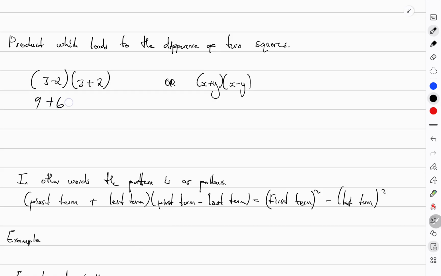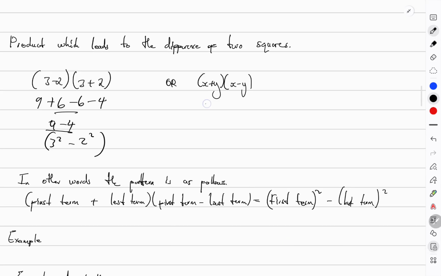Negative 2 times 3 giving us a negative 6. What is negative 2 times 2? Negative 2 times 2 giving us a negative 4. These two, they will cancel each other, meaning I'm going to have 9 minus 4. Difference of two squares. 9 can be written as a square, which is 3 to the power of 2. Negative 4 can be written as a square, which is 2 to the power of 2. That is what we are referring to as a difference of two squares, meaning it is squares that are subtracting each other. Right. Let us look at the second one.